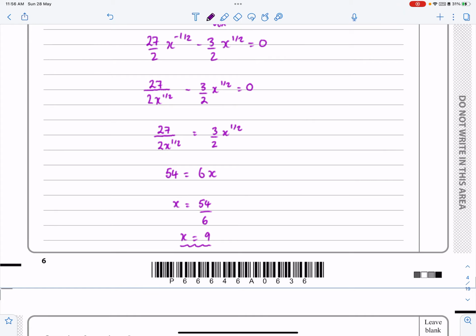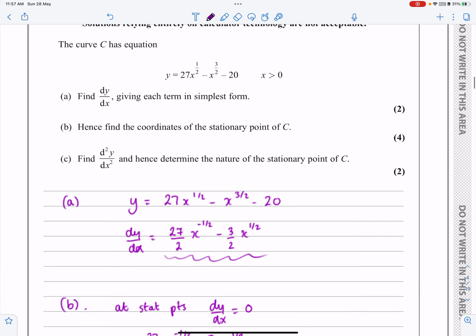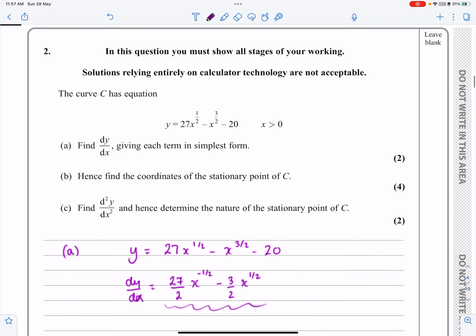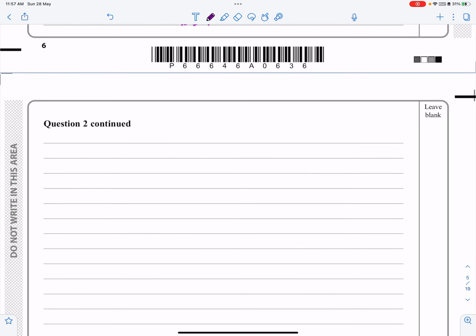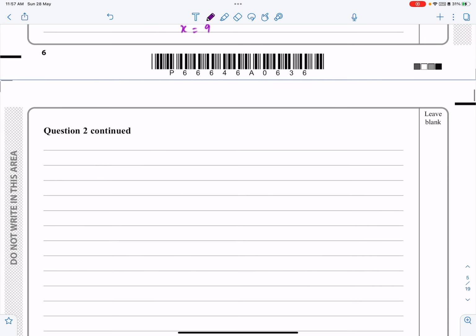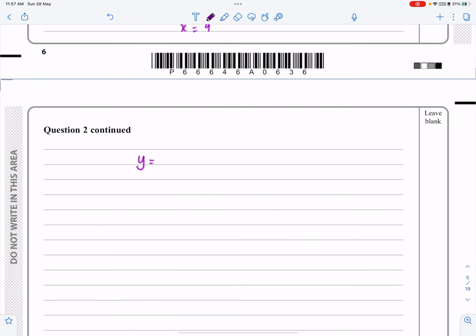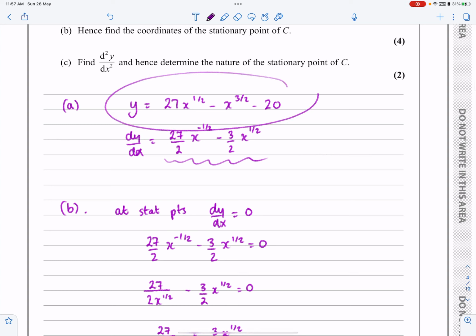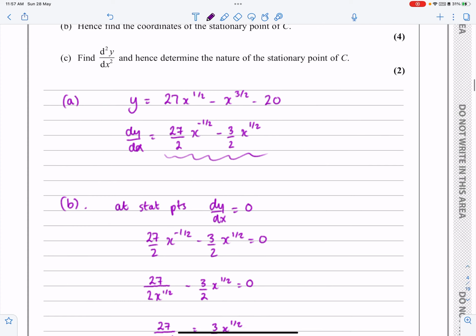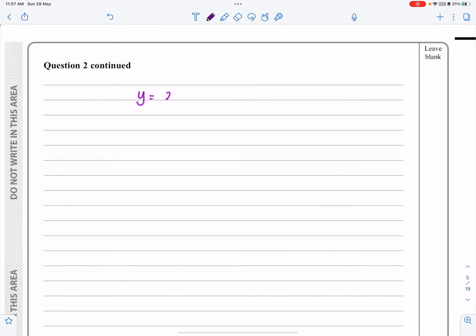Now, I'm underlining that. Actually, that's not done yet, is it? So what did it actually ask me? It said find the coordinates of the stationary point. So I've got the x value. What I've got to do is put it back into the original function. I've got to put x equals 9 in that, and that will give me what the y value is going to be. So that's 27 lots of x to the half minus x to the 3 over 2, I'm using 9s, minus 20.